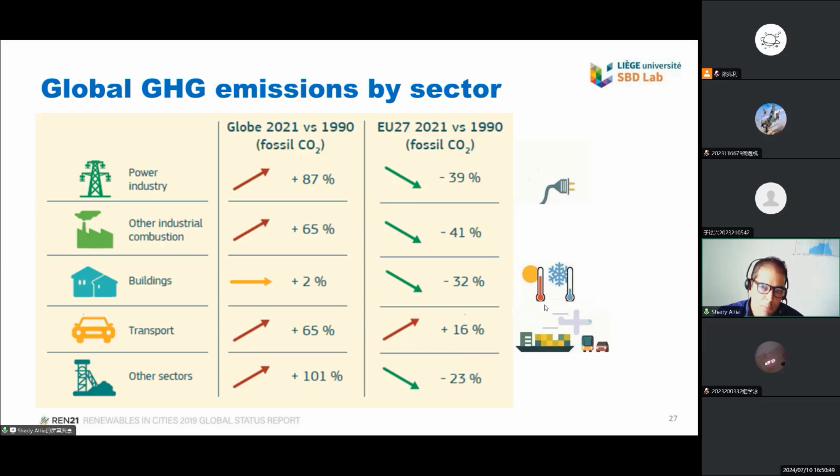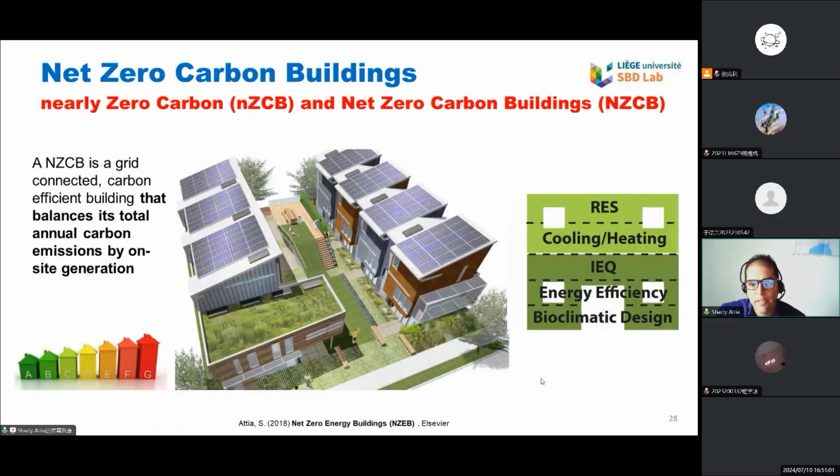So it's very important to understand that the building sector, your use of transport, your heating, your cooling, your electricity need to be carbon neutral in the coming years. And therefore comes the concept of zero carbon buildings.